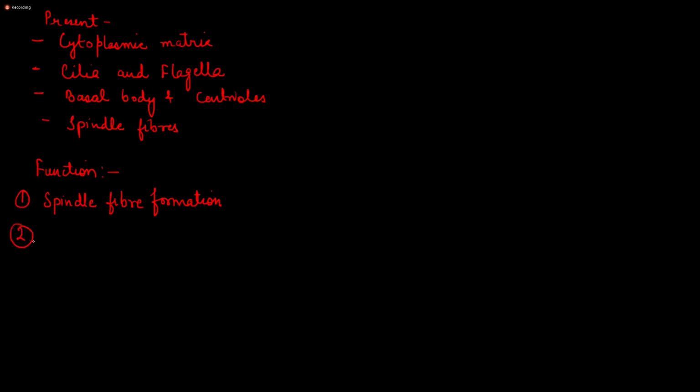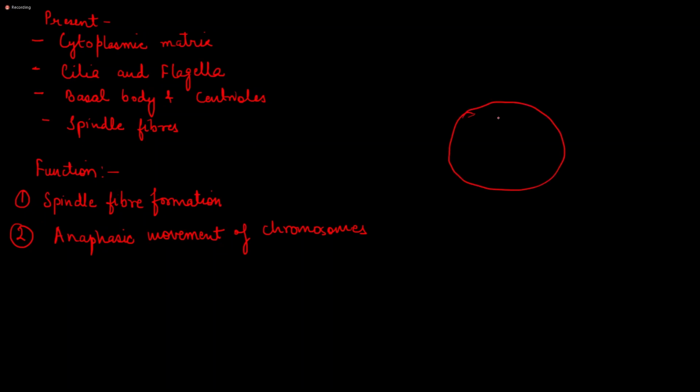Okay. The second thing is it is also involved in anaphasic movement of chromosomes. Now, what is anaphasic movement? So when the cell divides, a cell has two phases. One is the interphase, and the second one is M phase. Okay, and in this M phase, the chromosome division takes place.